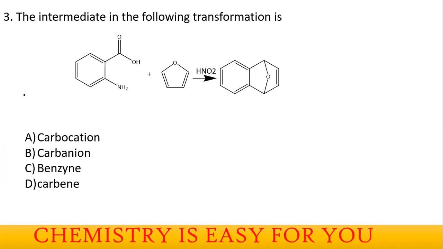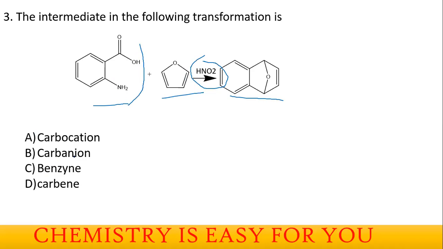Now the third question: the intermediate in the following transformation is. Here we have anthranilic acid, then furan, and we get a product here. We need to know what is the intermediate formed in this reaction. This was asked in the CUSET exam last year. That is just the intermediate, only this and the anthranilic acid and HNO2 were given. So we need to know this full reaction.